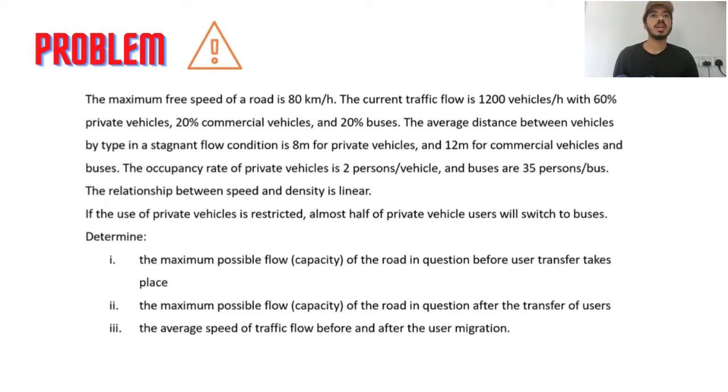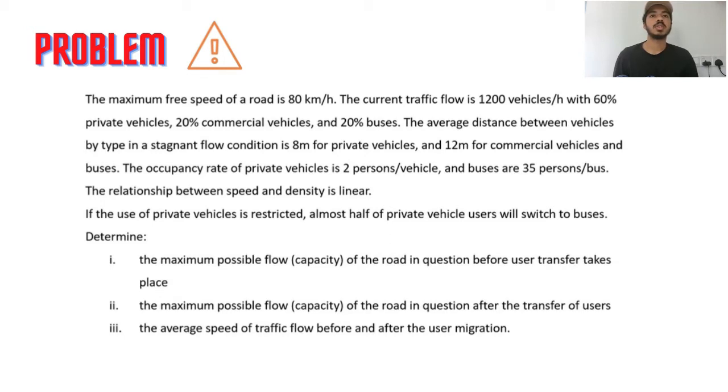The occupancy rate of private vehicles is 2 persons per vehicle and buses are 35 persons per bus. The relationship between speed and density is linear. If the use of private vehicles is restricted, almost half of private vehicle users will switch to buses.